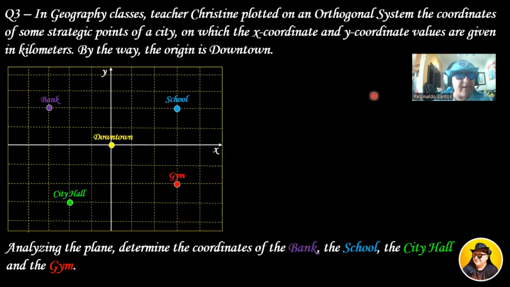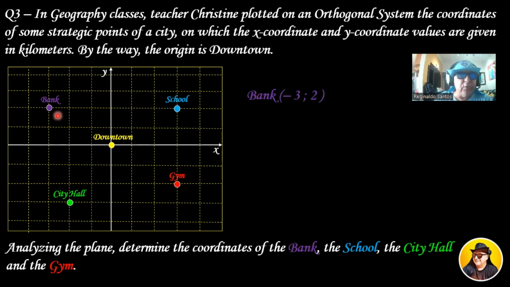Now let's see, the first one is the bank. So let's check the coordinates of the bank. Okay, see, the bank is right here. And remember, always say first the value of x, the coordinate x. So let's see, -1, -2, and -3. So for x we have -3, and for y, 1 and 2. So we have that the bank coordinates are -3 and 2. Let's check it. Yes, the bank is -3 and 2.